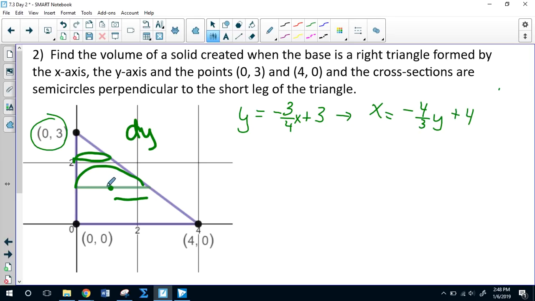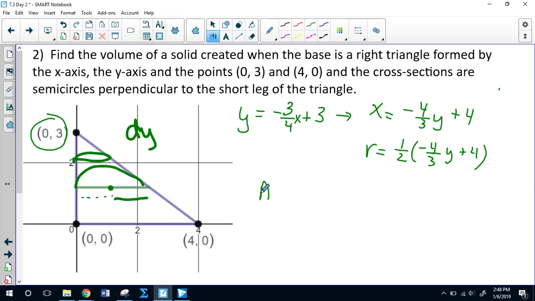So that becomes x equals negative 4/3 y plus 4. That is the length of this line, or that is the distance from the y-axis over to this line over here. So half of that would be the radius of this circle. Kind of think of it like this half. So the radius will be equal to 1/2 of this thing. And then I need to find the area of this.